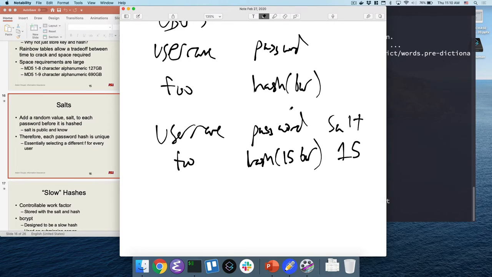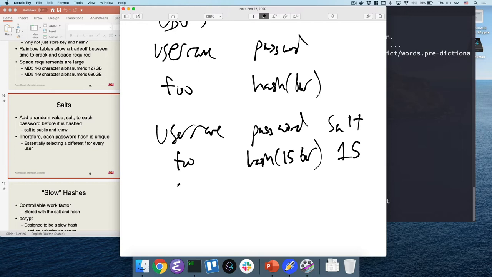So you store that with the password and the username, so that when they log in, you ask which user are you trying to log in as? Foo. Okay, grab the salt, add that salt to their password, hash it, and then check that with what the data is. And if that's the same, then you're correct. Any other questions? Salt.